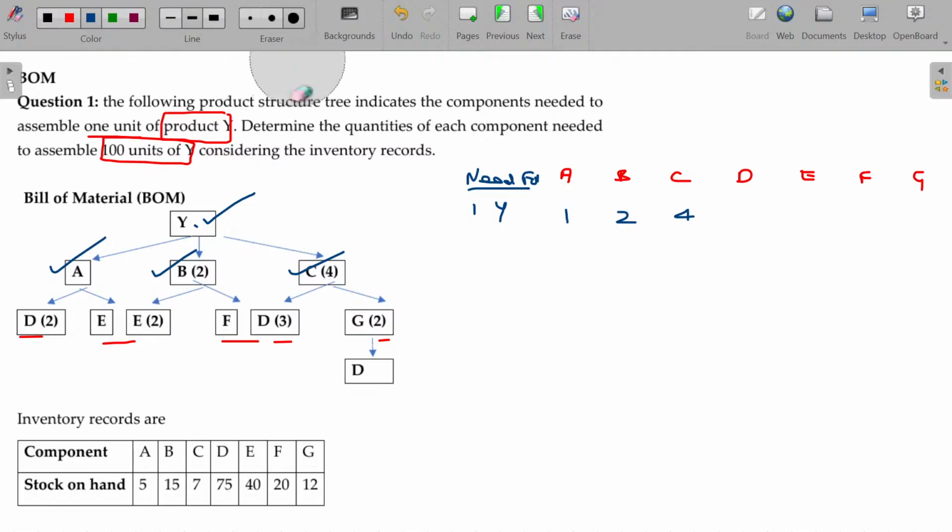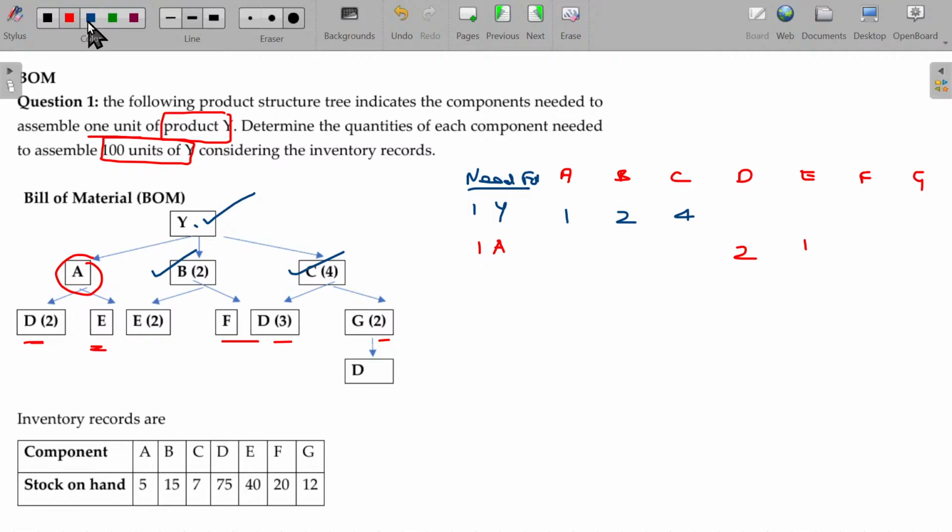Now let's go for this one. How many A do you need? You need 1 A. To produce 1 A, what things do you need? You need 2D. You need 1 E. So now we have completed producing A.